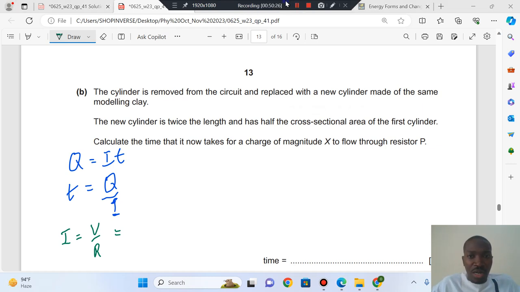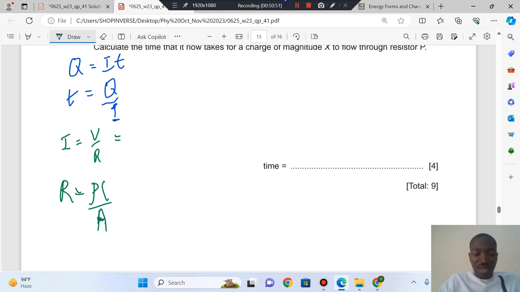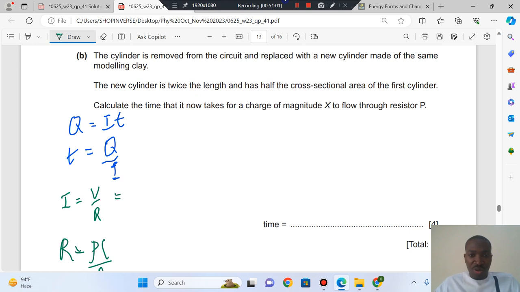Now, in order to get the resistance, we have to bring this concept of resistivity into it. Resistivity is RA over L. That simply means the resistance is resistivity times L over A. It's made up of the same material, so resistivity does not change. We don't need it. The point we are making here is that resistance is directly proportional to length and inversely proportional to area.